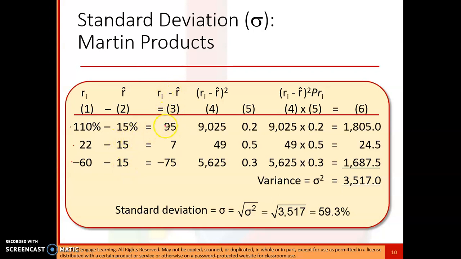So this is our deviation from the mean. We square that, and then we multiply it by the probability. Once we multiply by probability, we get these totals. We add those up, and that gives us the variance. We take the square root of the variance, and that gives us a standard deviation of 59.3%.